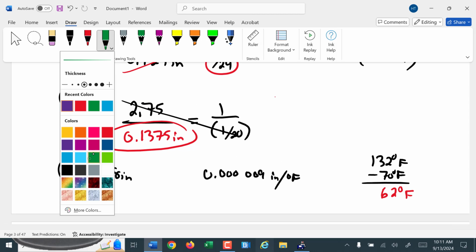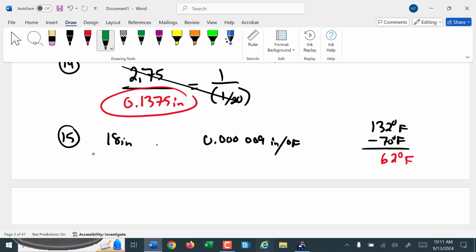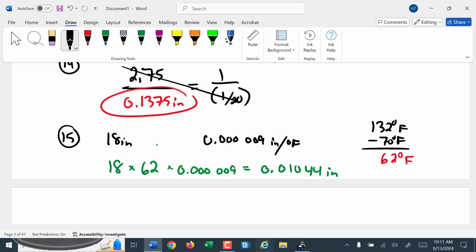So then our elongation, if you remember, elongation is the original length times the change in temperature, that's the 62 degrees, times the thermal factor, which gives us like 0.01044 inches, something like that. So basically 10 thousandths of an inch is what it's going to change. On an 18-inch piece, you usually don't have to worry a whole lot about thermal factors. It's when you got a few feet that you start worrying about thermal expansion.